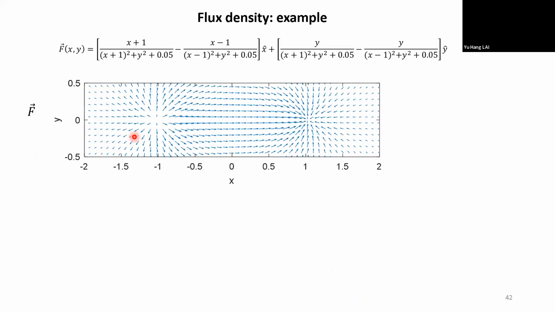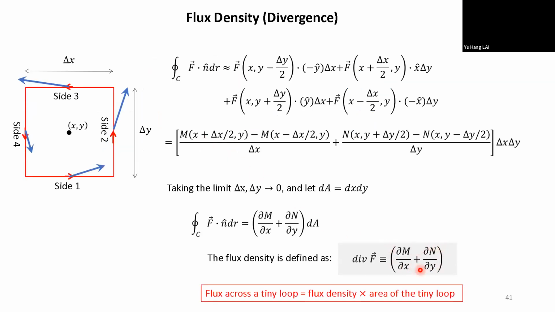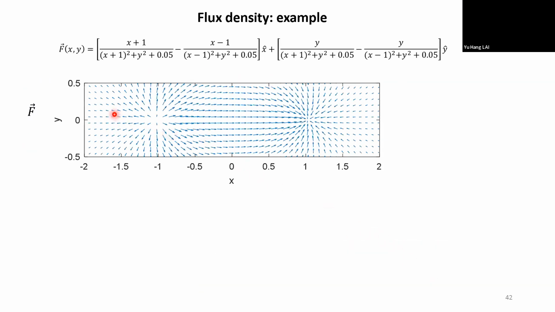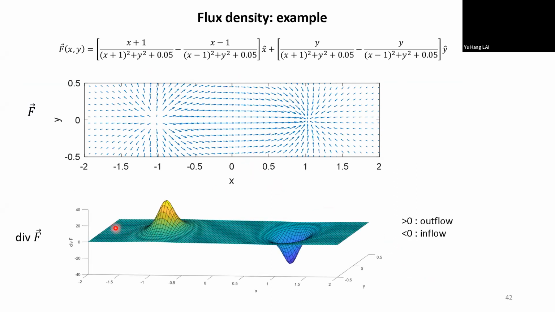Again, here I give you an example. Suppose I have this vector field. You can see that in this region the vectors are all diverging out from a particular point, and on the other hand, in this region the vectors are all converging to this point here. Now for every point on this xy plane, you can calculate this flux density. If you go ahead and calculate that, you'll find something like this.